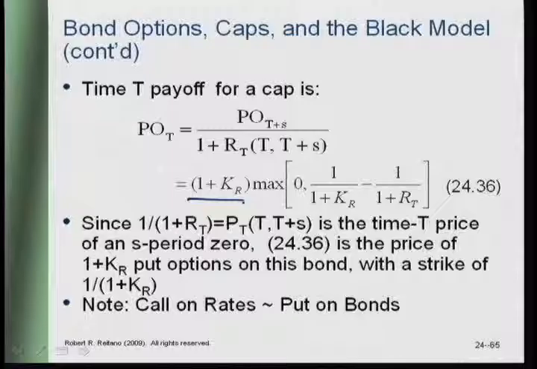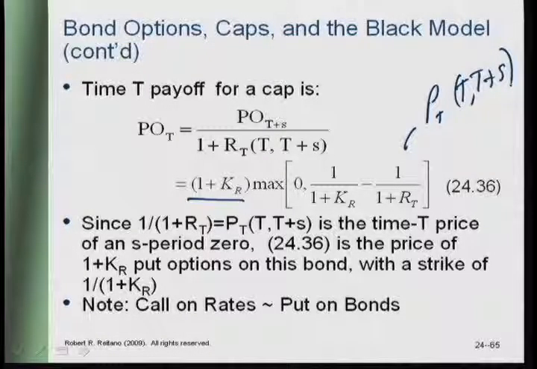If you look at this formula, maximum, this is a put option, and this is a zero coupon bond, P(t, t+s). It's the price of a zero coupon bond. This is a put option on an s period zero coupon bond with a strike price of 1 over 1 plus the cap rate. So what we've done is to convert a call on rates, which is what a cap is, it's a call on rates, and we've converted it into a fixed number of puts on zero coupon bonds.